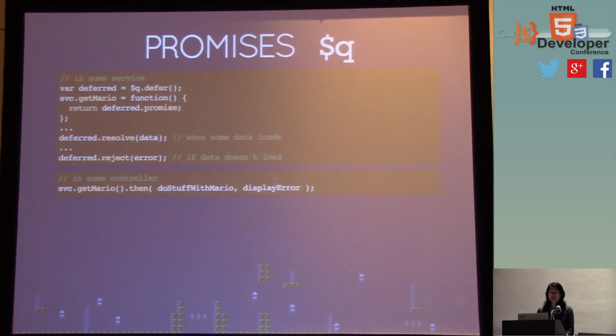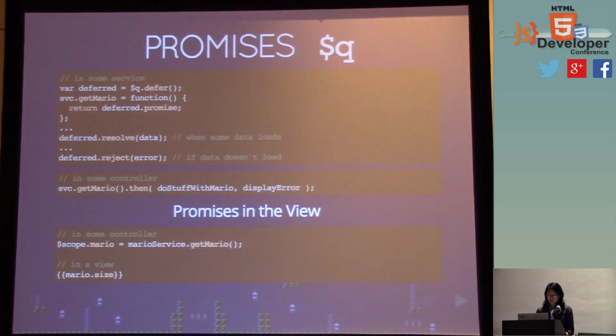But this still looks kind of complex. And you're probably wondering, why do you even need to do this? The thing to know is that in Angular specifically, you can inject promises directly into the view. So this is really helpful if you don't need to, for example, worry about errors, at least at the controller level. So if you don't need to do any code with Mario, you just want to display it, you can just assign the promise directly to a scope variable and expose it in the view as if it was the resolved object. So that is a very useful pattern.